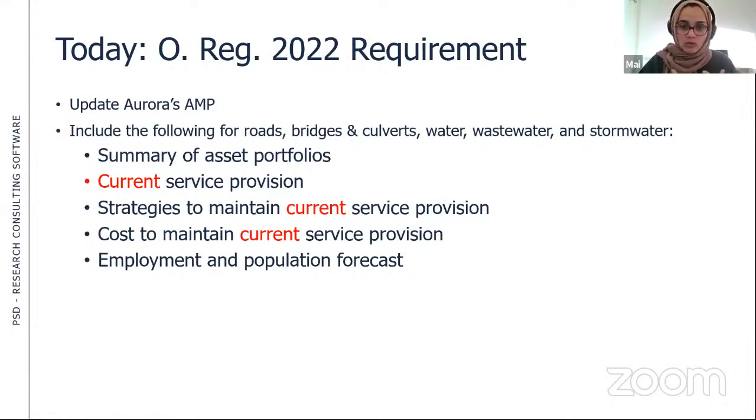So in terms of the first phase, which is what the next iteration of the asset management plan that you'll be seeing will be, it focuses on core assets, which are your roads, your bridges, culverts, water, wastewater, and storm. And when we talk about water, wastewater, and storm, we are talking about anything that is tied to the transmission, the collection, the distribution, the management of those networks, not just the linear.